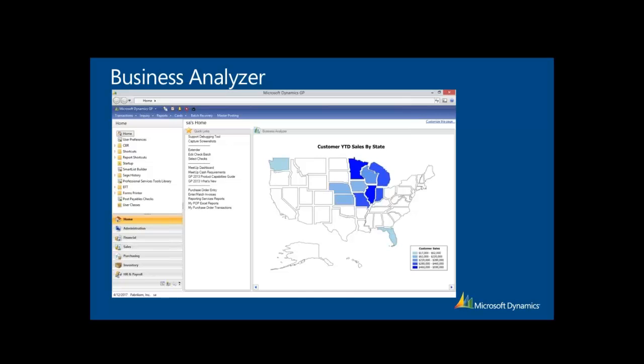On my GP homepage, I've enabled Business Analyzer on the right-hand side. So that map should look really familiar to you. That was the map that I showed you a few minutes ago. What you can do with Business Analyzer as a starting point is anything that you can design in SQL Reporting Services in GP using Business Analyzer. And this is customizable for each user. So what you decide to put on your homepage is not what the person sitting next to you decides to put on their homepage. So it's very, very user-friendly and customizable, right?